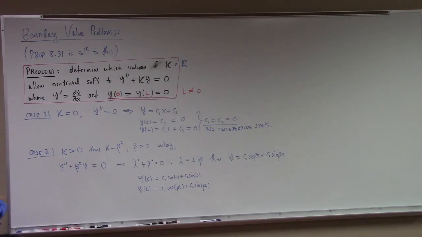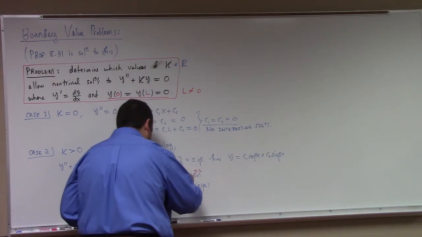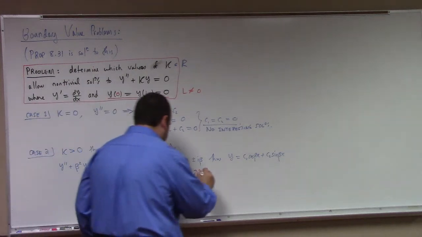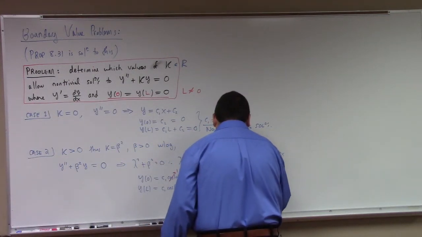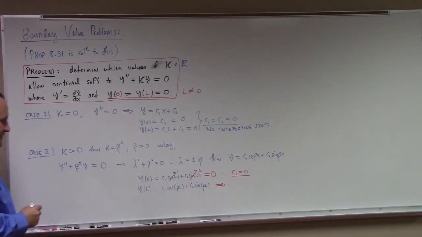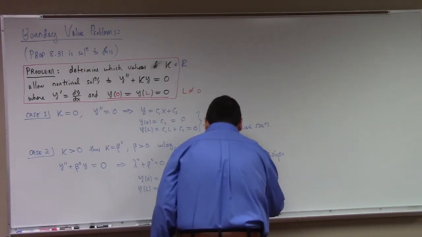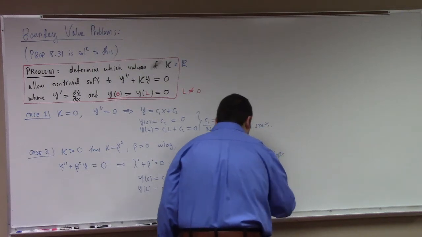What's sine of 0? 0, right? What's cosine of 0? It's 1, right? So the first equation being 0 tells us what? It tells us that c1 is equal to 0, right? So the second equation then actually gives us information about c2. It says that c2 times the sine of beta L should be equal to 0.